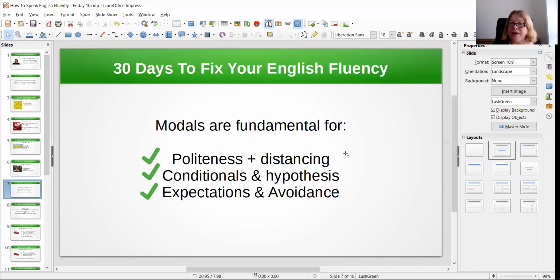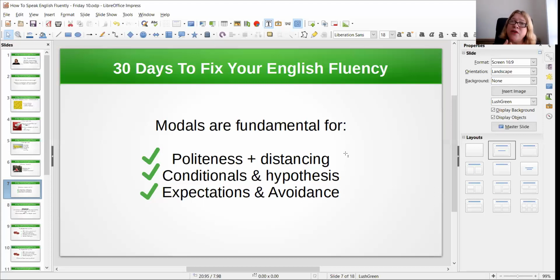Modals are also fundamental for conditionals and for hypothesis. So, you know, the conditional sentences, the first, second, and third. If I leave now, I will catch the train. If I left now, I would catch the train. If I had left earlier, I would have caught the train. So you need modals for conditionals.